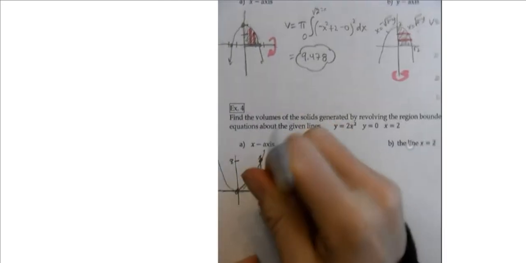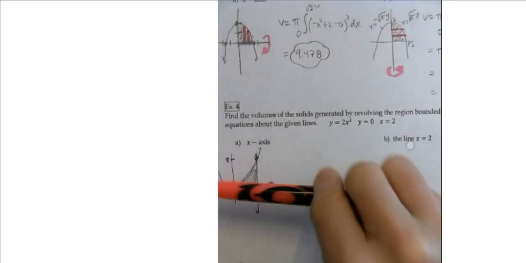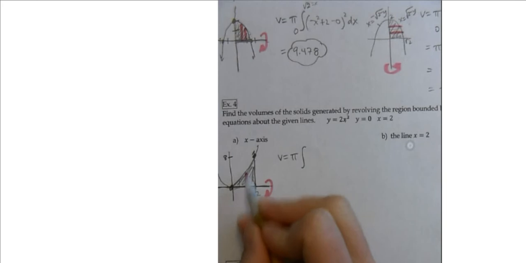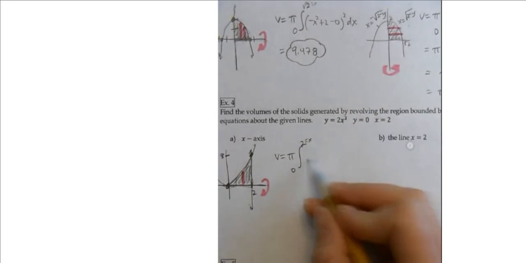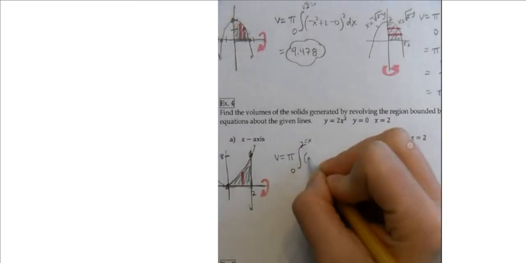So if you revolve this around the x-axis, we don't need all this space. Remember perpendicular, so if this is your axis, here's your rectangles. So the volume, vertical, they keep coming on the x-axis, so they go from 0 to 2. These are x values, so I want x in here. The top is y equals 2x squared minus the bottom, which is 0.